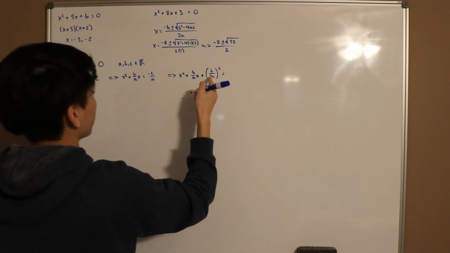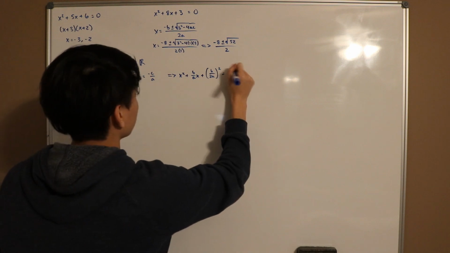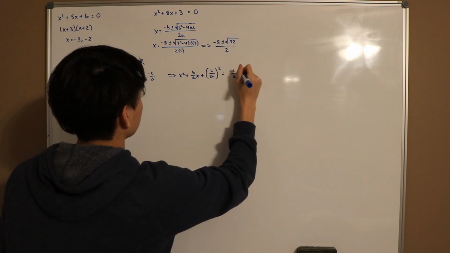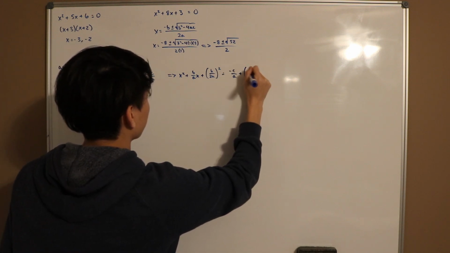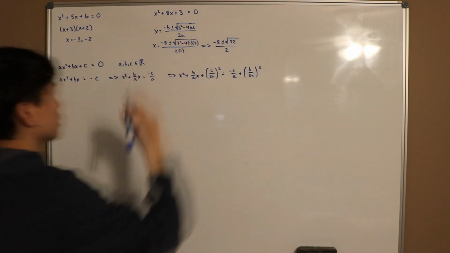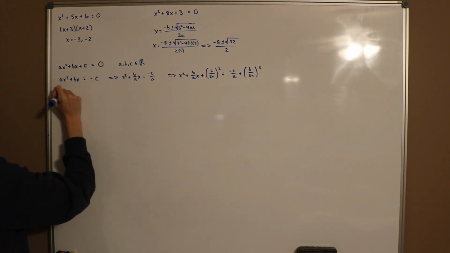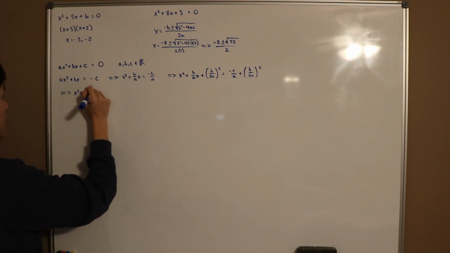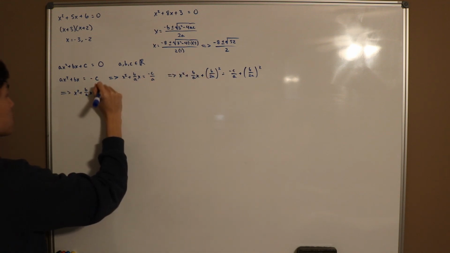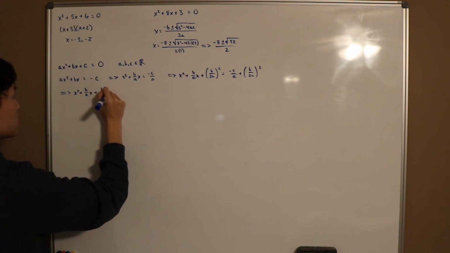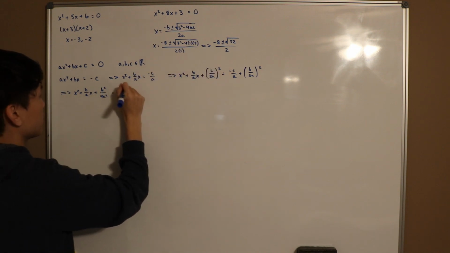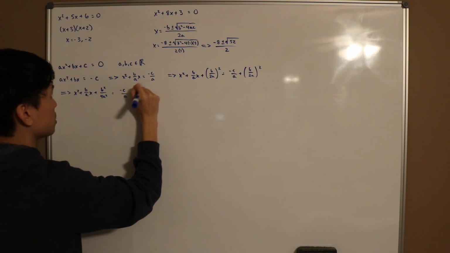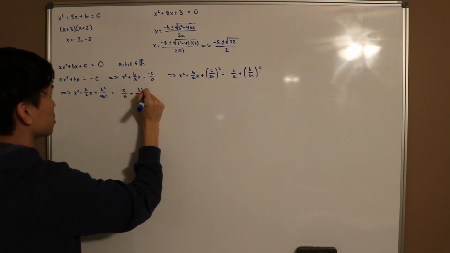Don't forget, you have to add this term to the other side as well. And so we'll rewrite this out again. We have x squared plus b divided by a x, and then that will be plus b squared divided by 4a squared. Same thing for the other side: negative c divided by a plus b squared divided by 4a squared.